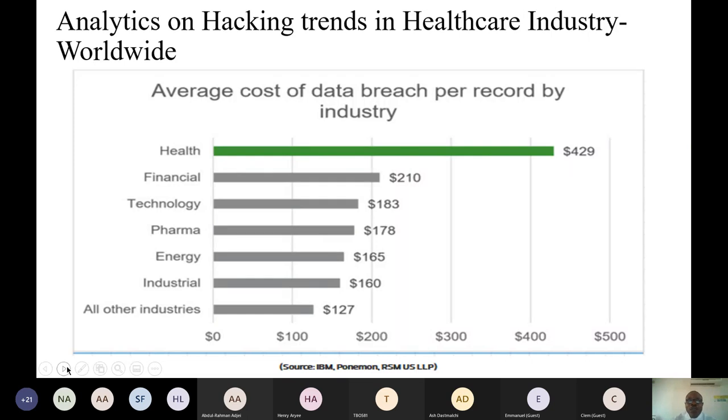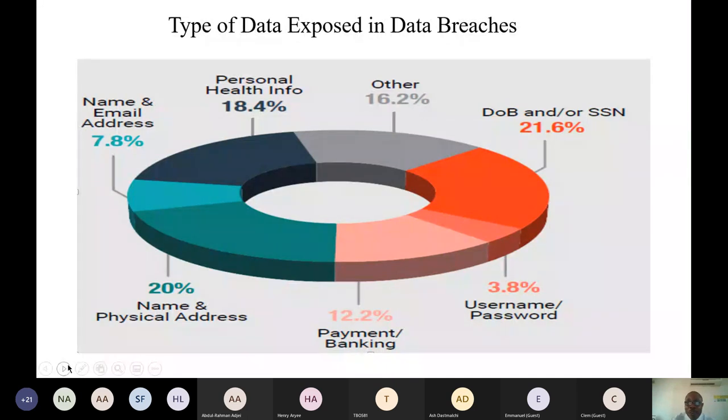There are a lot of things you cannot do, and it has major life and death scenarios as far as the patients are concerned. So healthcare also features prominently when it comes to data breach and the cost. Then also, when you look at the data that is breached, the area that provides the highest attraction is your date of birth, as per this analytics. So your date of birth and social security number attract the highest attention, which is 21.6%.